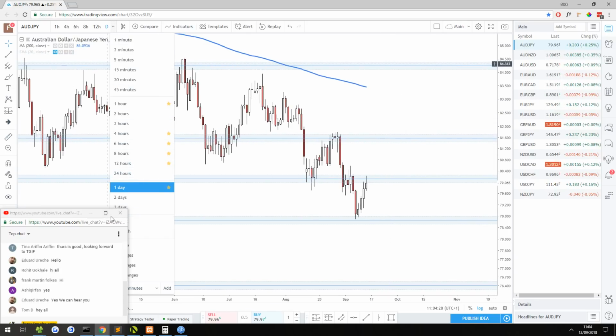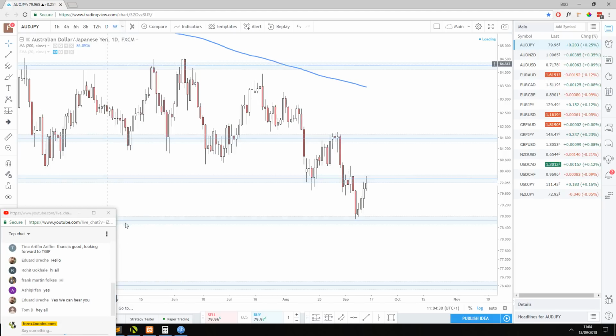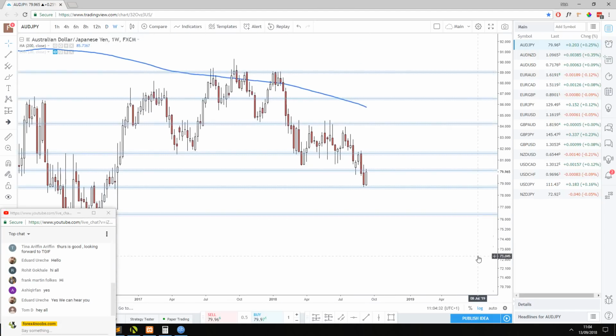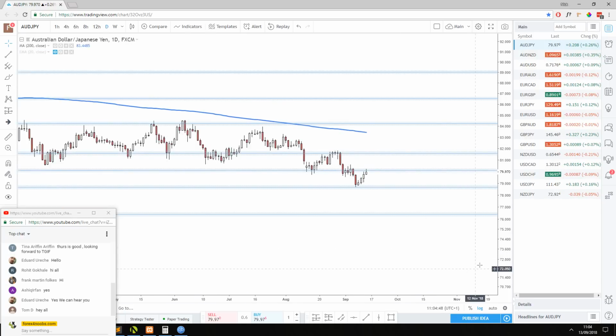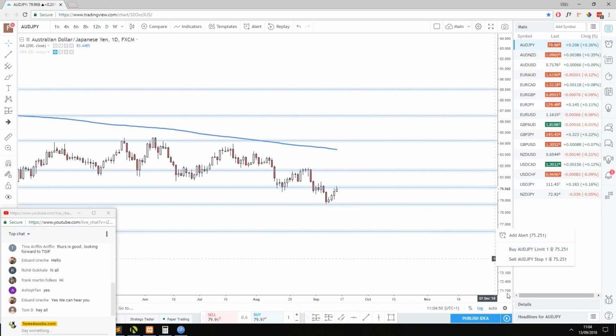Could look at the weekly. If I move this slightly there, we could look at the weekly. Could see how big this downtrend is. It did go sideways for a little bit, but overall trending down. Trends are always the easiest to trade. And my chart is loading slow. Weird.